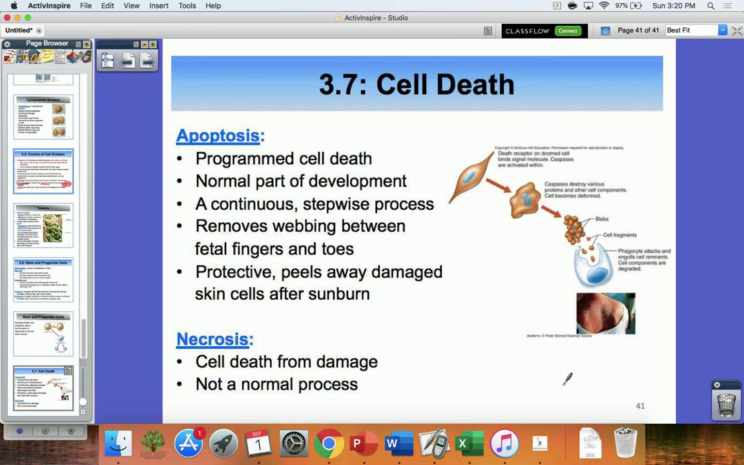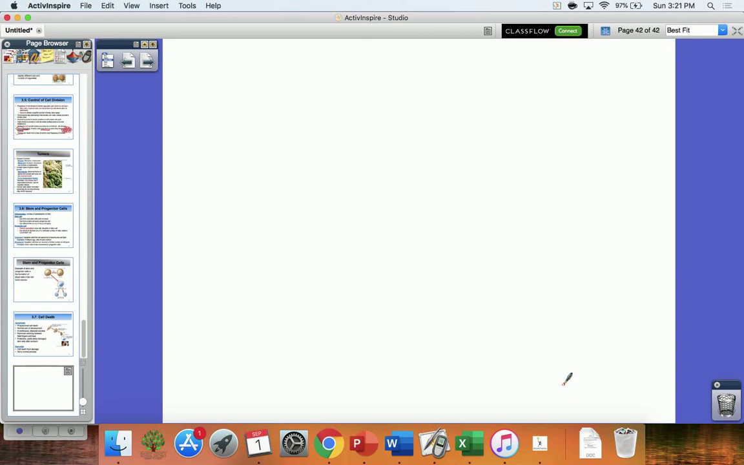Necrosis, however, is from damage. For instance, if I damage a finger and it's not able to get a blood supply, and those cells die and eventually maybe even fall off, that's necrosis. Okay, and that is the last slide for this chapter.